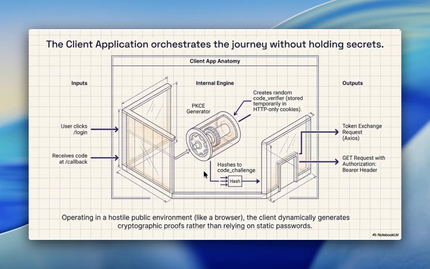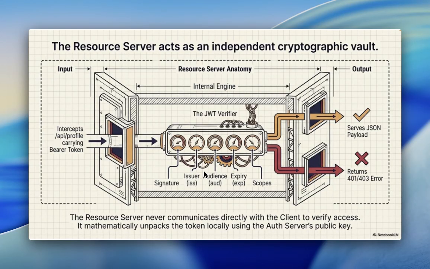The client application orchestrates the journey without holding the secrets. The input: the user clicks login and receives a code at a callback. Client app anatomy: an internal engine with a PKCE generator, which creates a random code verifier stored in a temporary HTTP-only cookie, and hashes it into the code challenge. The output is the token exchange request: a GET request with an authorization bearer header. Operating in a hostile public environment like a browser, the client dynamically generates cryptographic proofs rather than relying on a static password. The resource server acts as an independent cryptographic vault.